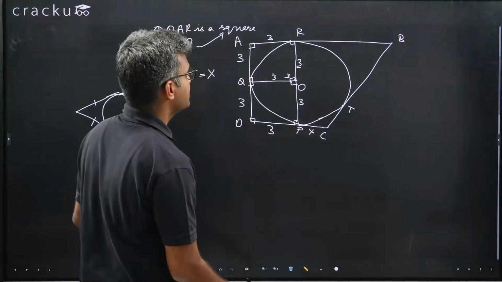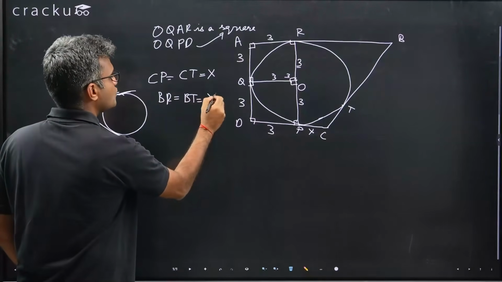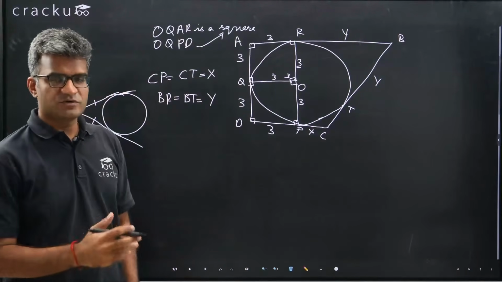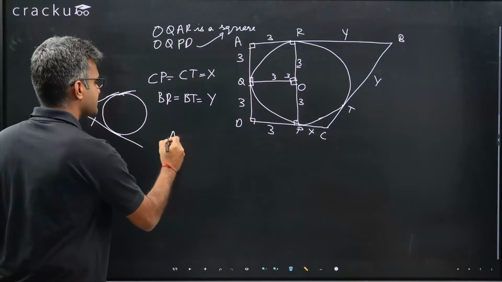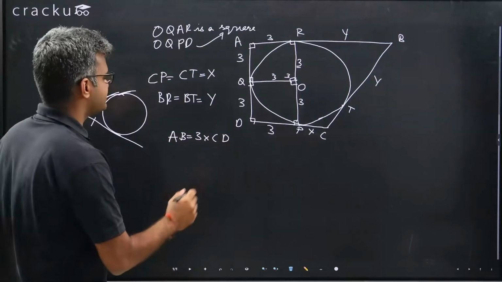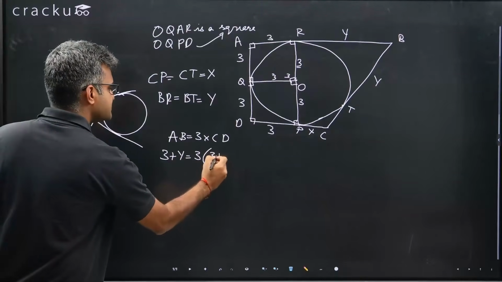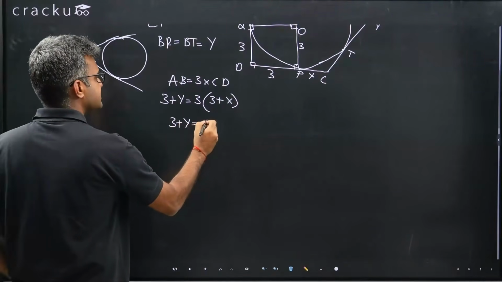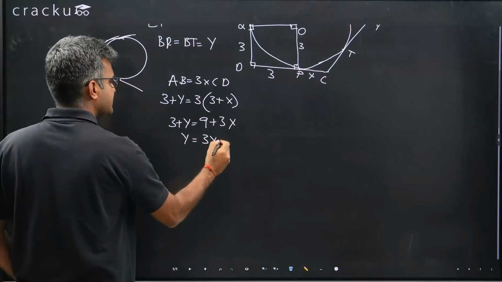Similarly, from point B, BR is equal to BT is equal to y. That is, if this is equal to y, this also will be equal to y. Why is that the case? Because both of them are tangents drawn to the circle from the point B. Now, what we know is that AB is equal to 3 times CD. What is AB? AB is 3 plus y. So, 3 plus y is equal to 3 times 3 plus x, or 3 plus y is equal to 9 plus 3x, or the value of y is equal to 3x plus 6.